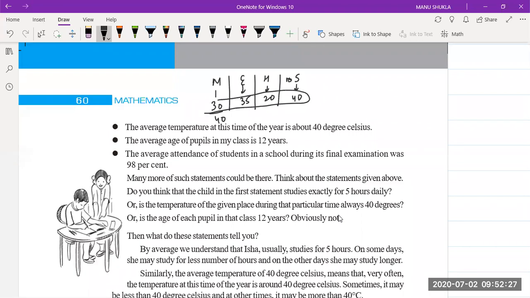What you will do? You will add these marks, that is 30 plus 35 plus 20 plus 40 upon total number of observations, that is 1, 2, 3, 4 observations are there, upon 4. Now you will add it: 60, 80, 120, 125 upon 4. If you solve it, you will get the answer in point. 4 3s are 12, 4 1s are 4, 0.10, I guess, or 12. Whatever it is, you can solve and check.